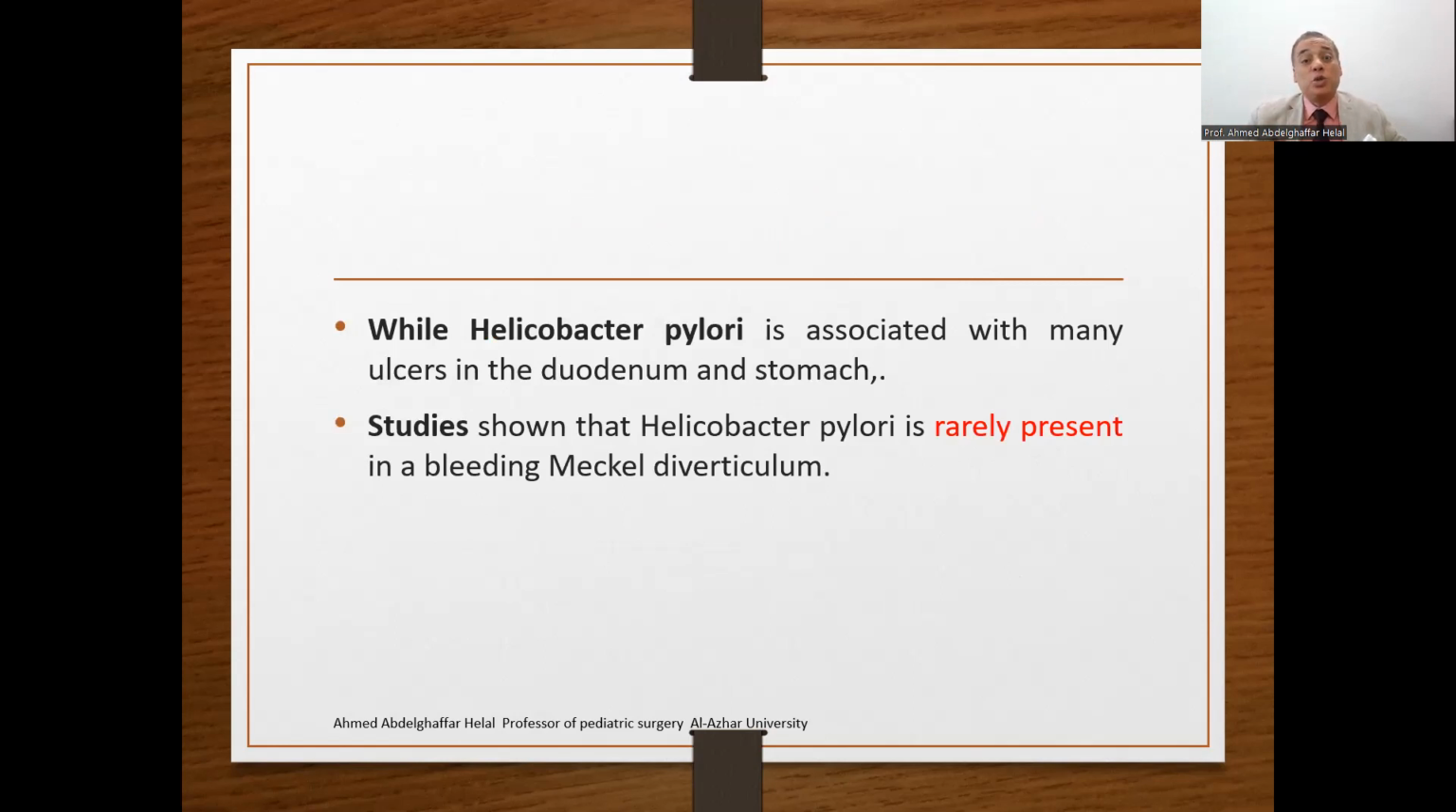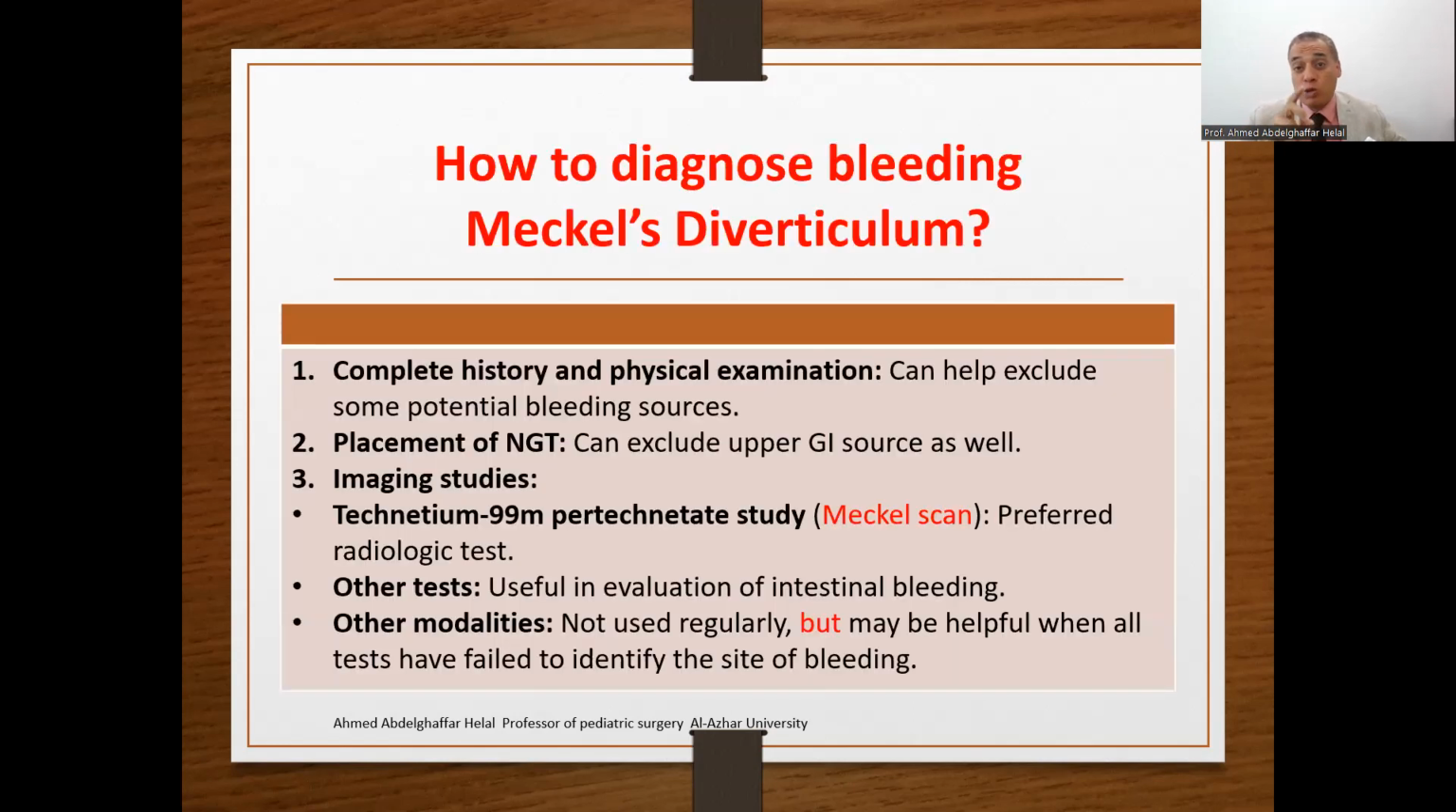Helicobacter is associated with many ulcers in the duodenum and stomach. Yes, it is reported. However, studies show that Helicobacter is rarely present in the bleeding diverticulum. Rarely present. So the main cause is ulceration of the normal ileal mucosa due to the presence of ectopic HCl released from ectopic gastric mucosa. How to diagnose bleeding Meckel diverticulum?